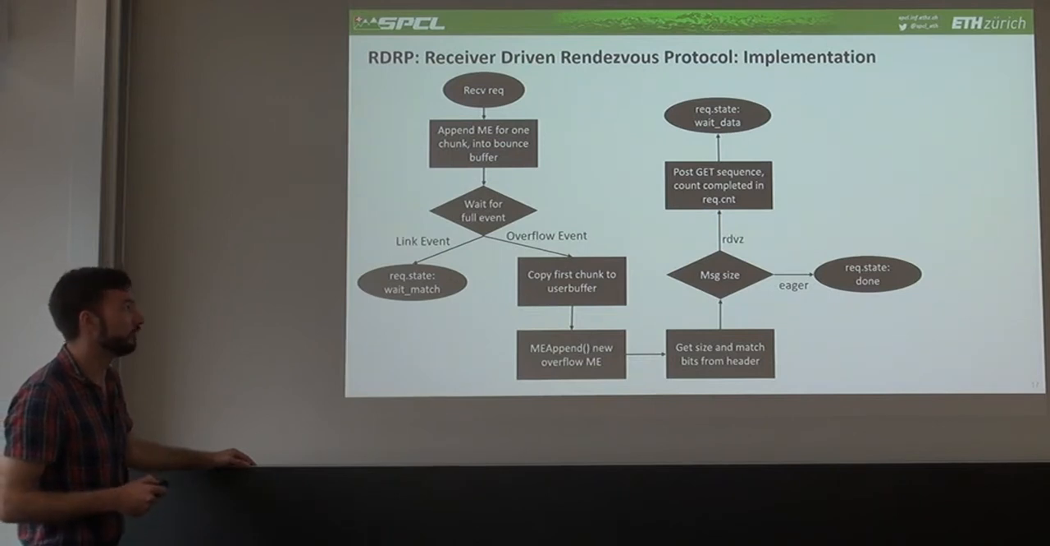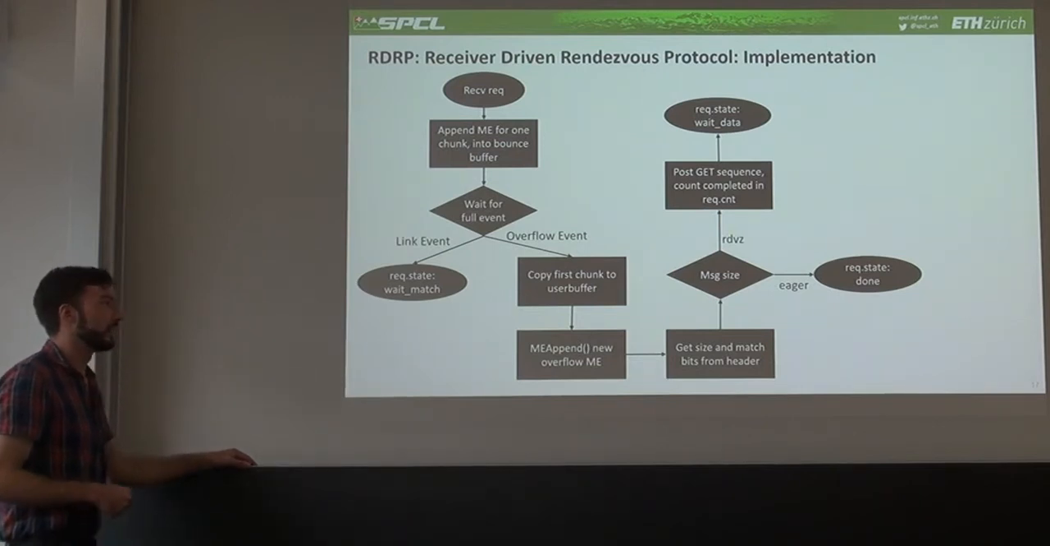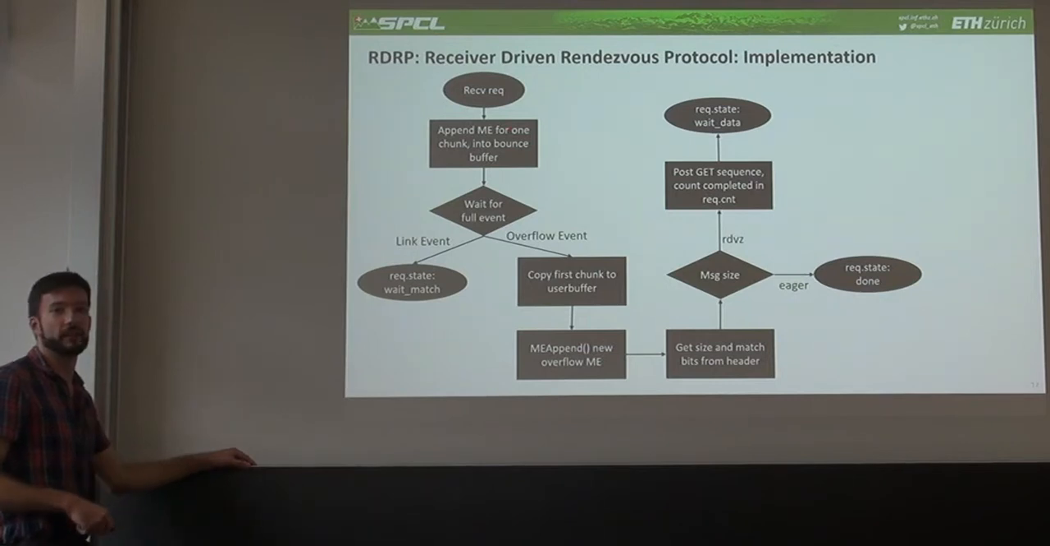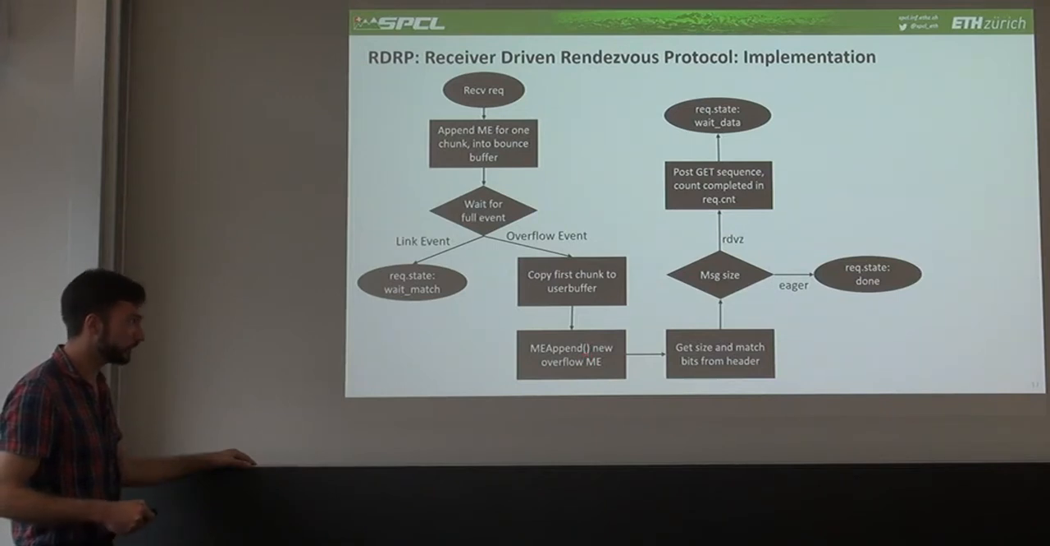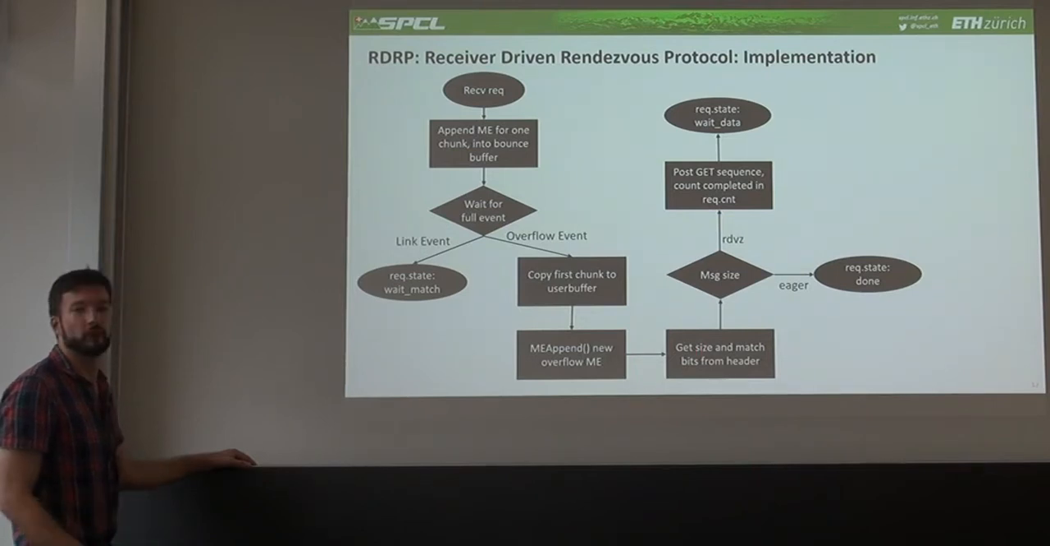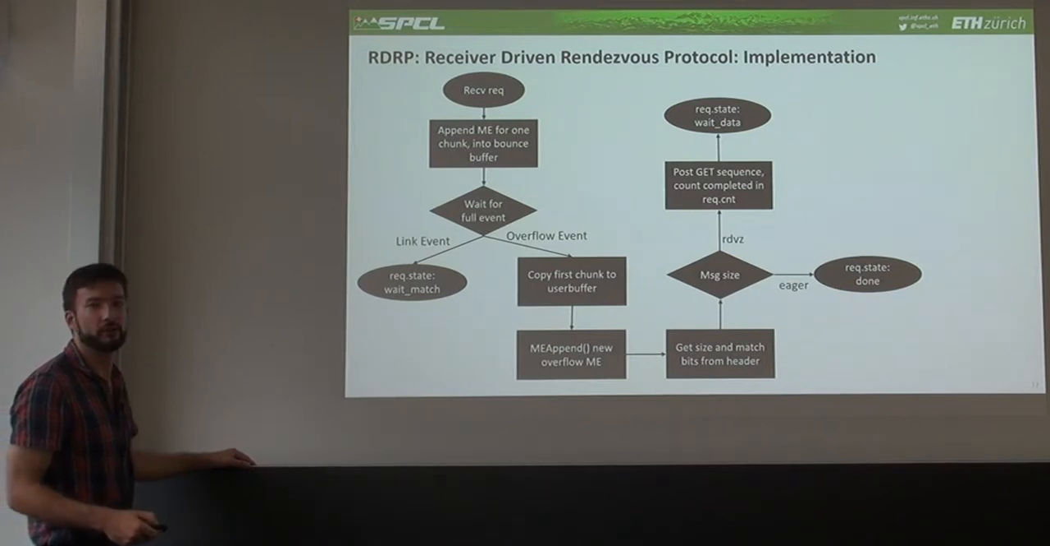But if there is an overflow event, this actually means that this ME matched something that was already in the overflow list. Then we simply copy the first chunk of this message into the user buffer, and we ME append a new overflow ME, because this one we just consumed. We get the size and the match bits from the header, because the receiver has no way of knowing this a priori, because it could have been an MPI receive with, let's say, any tag.